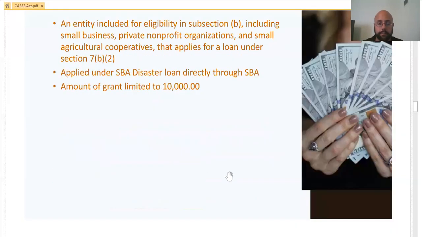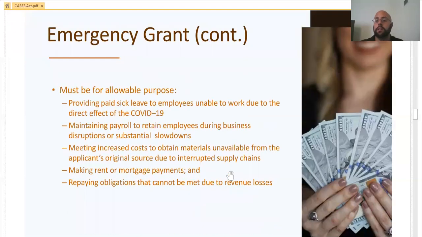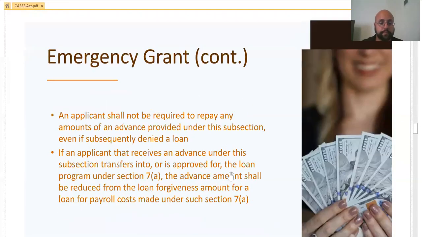Keep that in mind. Yes, the grant, you would not have to pay it back. The loan you would. Now, of course, it must be for an allowable purpose. You can only use the grant for certain things. You must outline what you're going to use it for, whether it's paid sick leave, payroll, increased costs, mortgage payments, rent obligations, insurance, things of that sort. For the grant itself, these are the items. So keep that in mind.